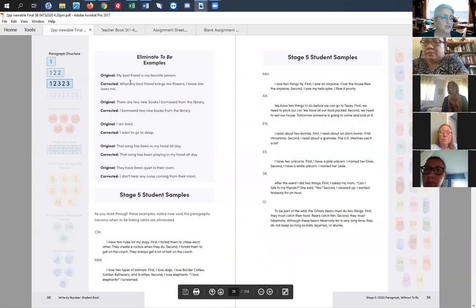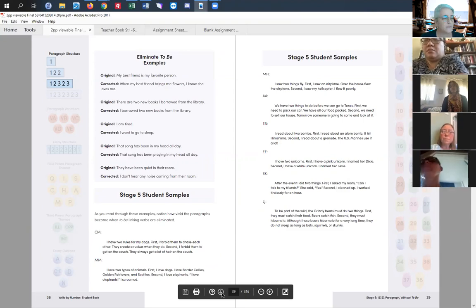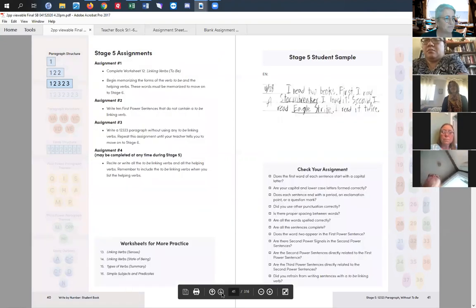They learn how to change "my best friend is my favorite person" to "when my best friend brings me flowers, I know she loves me," or "I am tired too, I want to go to sleep." So basically forcing them to say a similar thing in a different way. And we're teaching them how to do that. We're teaching them grammar. We're teaching them more interesting writing. And that keeps going all the way through.